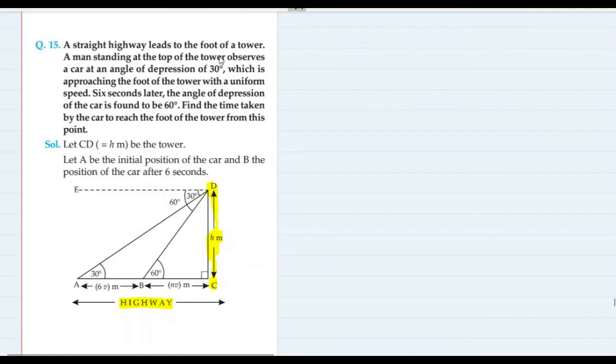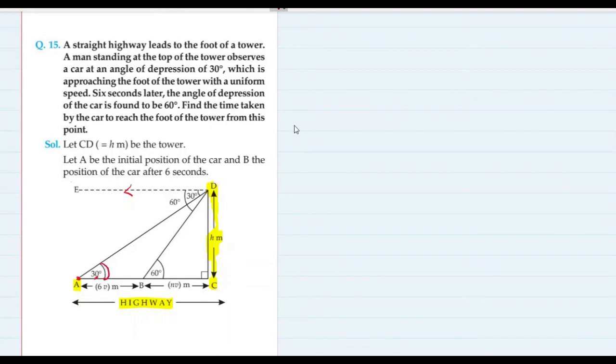A man standing at the top of the tower observes a car at an angle of depression of 30 degree. So a car is over here and the man is over here. He is looking at the car. As you can understand, this is the line of sight of the man. When he looks down from the tower, he makes an angle of 30 degree with the line of sight. So the angle of depression is 30 degree when the car is over here. And because these two angles are alternate interior angles, this angle also becomes 30 degree.